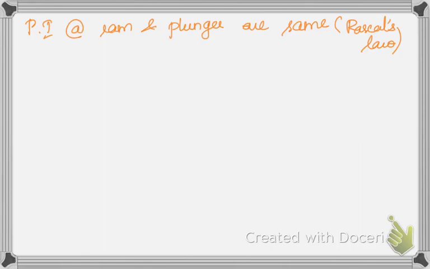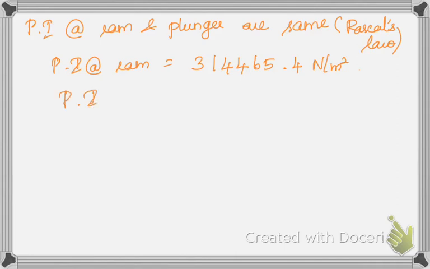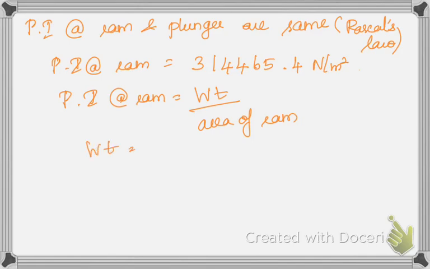Now what will be the pressure intensity at ram? It is also going to be the same, which is 314465.4 Newton per meter square. And we have to determine the weight. So we are going to use this: pressure intensity at ram is equal to weight by area of ram. So weight will be equal to pressure intensity at ram into area of ram.